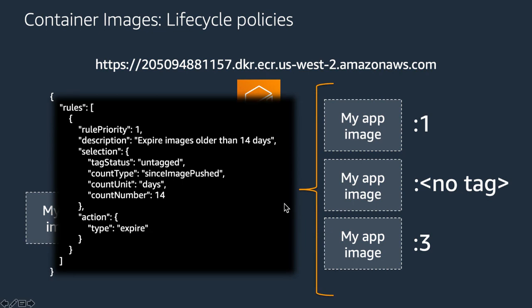If I go to the next slide, you can see this is a rule with priority 1 defined. It says expire images older than 14 days, where the tag status is untagged, and the action type is expire. So basically, an untagged image will be expired after 14 days as part of it.